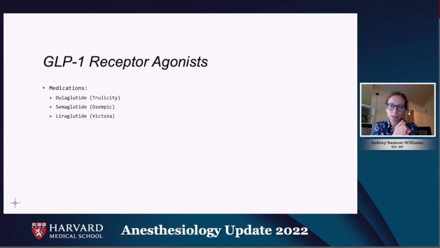And so the first one here is going to be your GLP-1 or glucagon-like peptide 1 receptor agonists. So anything that ends in glutide. Semaglutide is probably the most common.